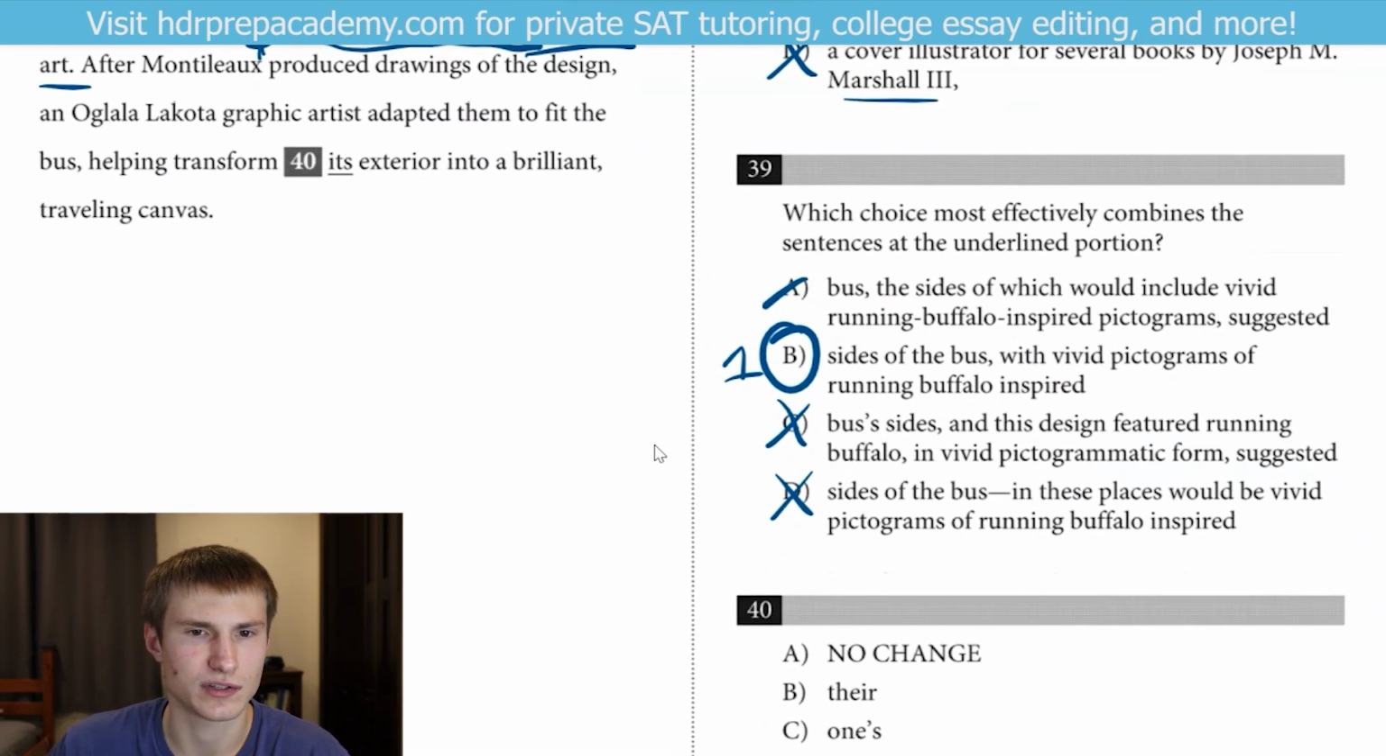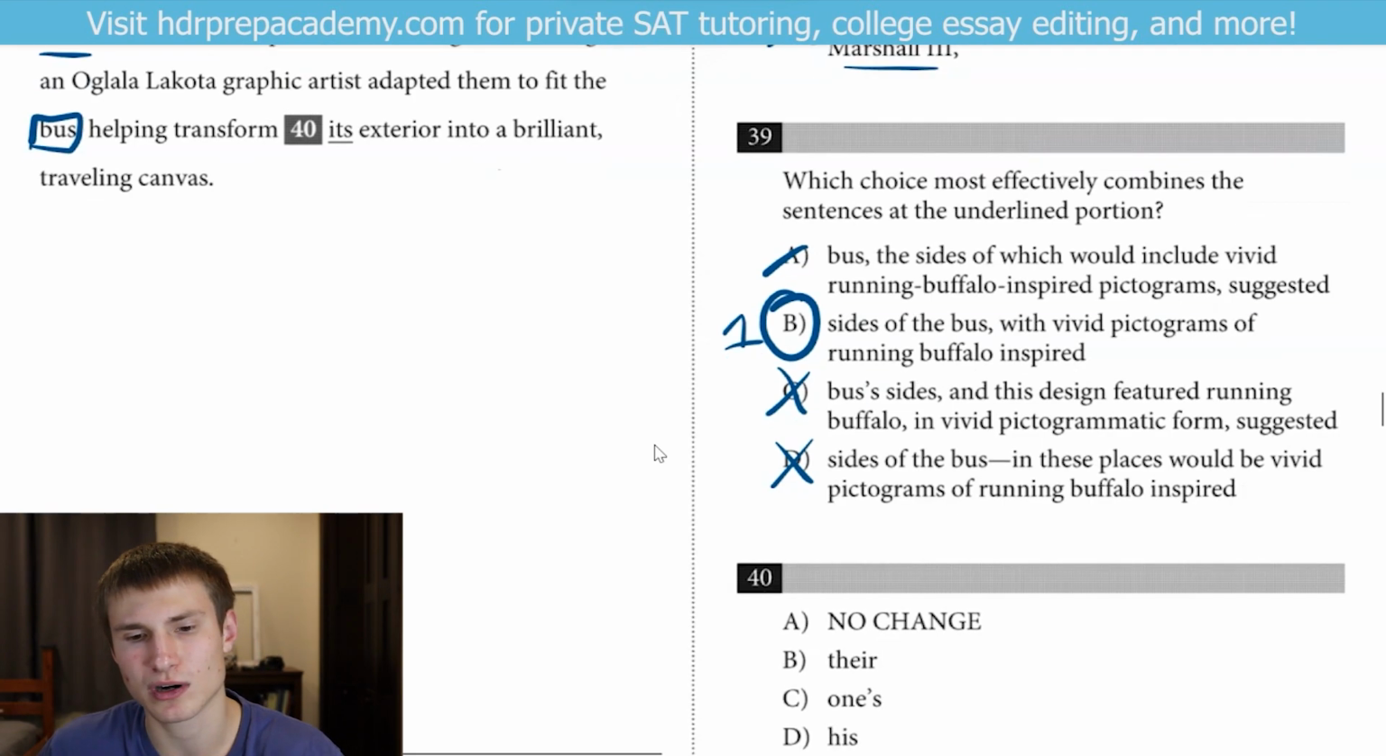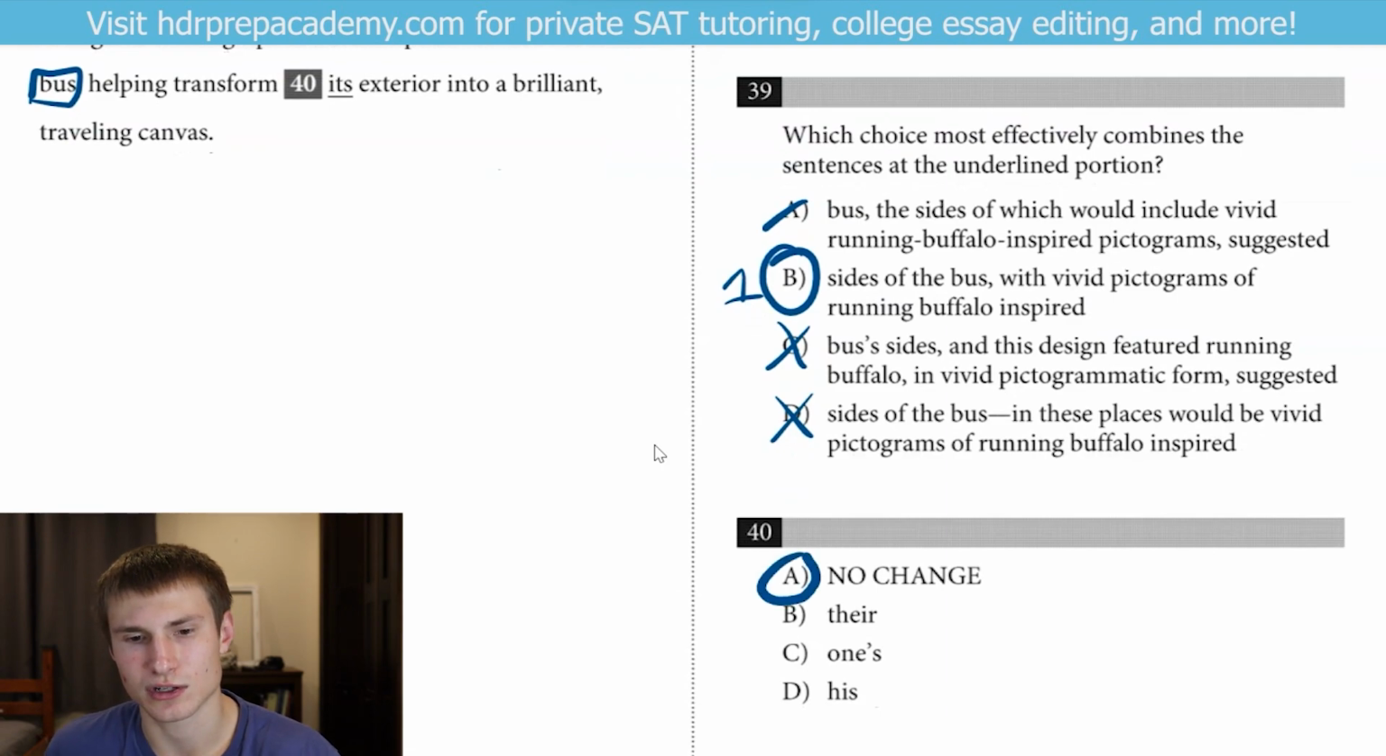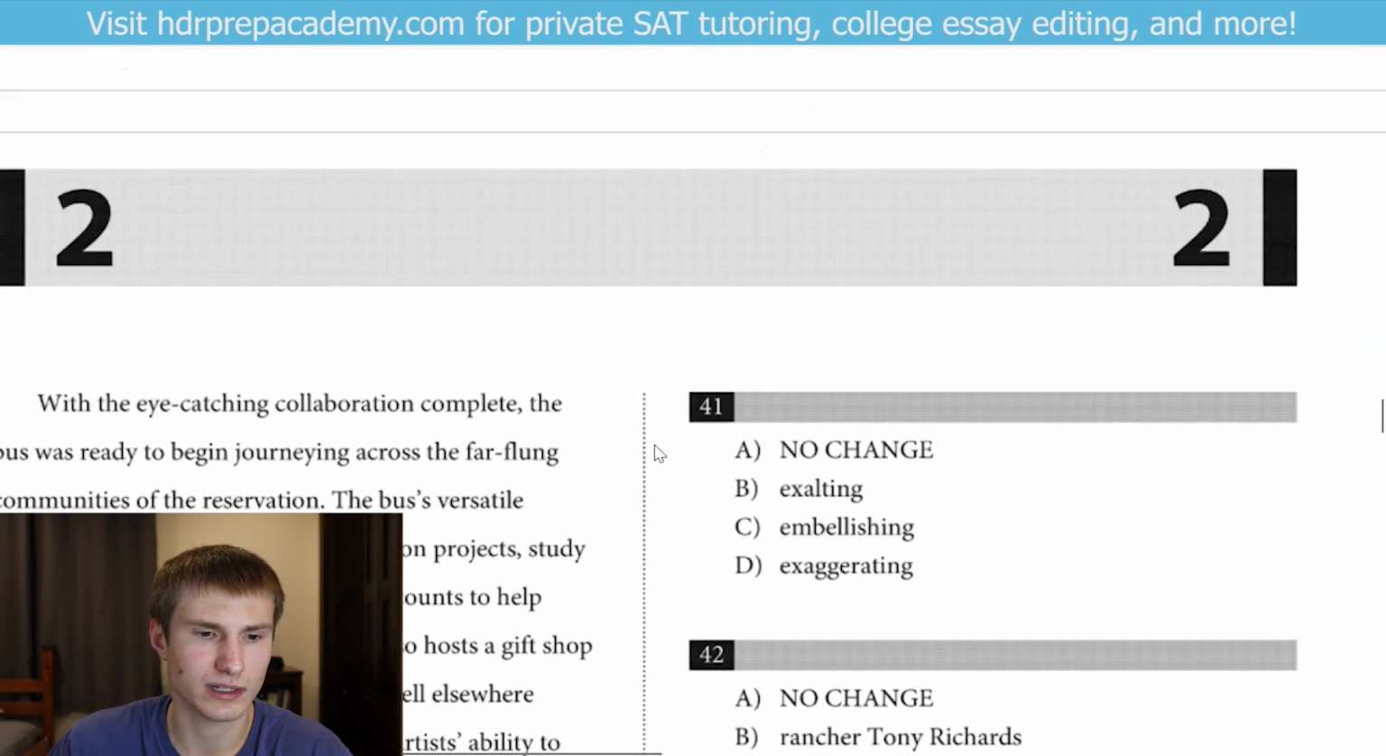After Montileaux produced drawings of the design, an Oglala Lakota graphic artist adapted them to fit the bus, helping transform its. Keep in mind that we're referring to the bus, which is obviously an object that is singular. So "its" would be perfect there. Keep in mind also this is the correct "its." So we see our answer there would be answer choice A. Moving on to 41 now.